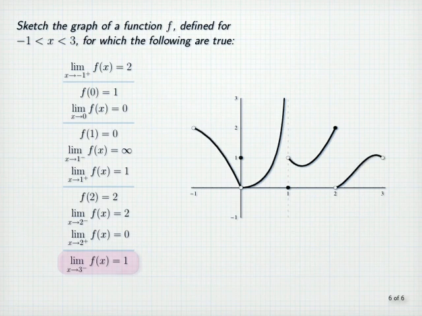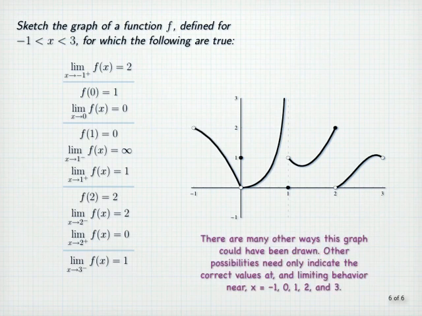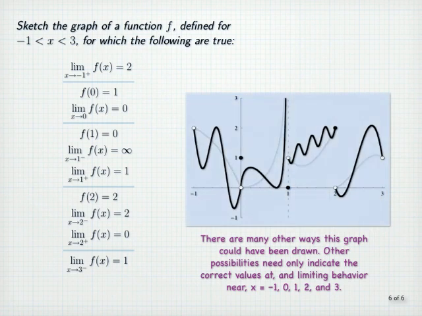There are many other ways that this graph might have been drawn. Other possibilities need only show the correct values and limiting behavior at x equals -1, 0, 1, 2, and 3. In particular, this is another possibility where the graph wiggles around a bit more between those values of x.